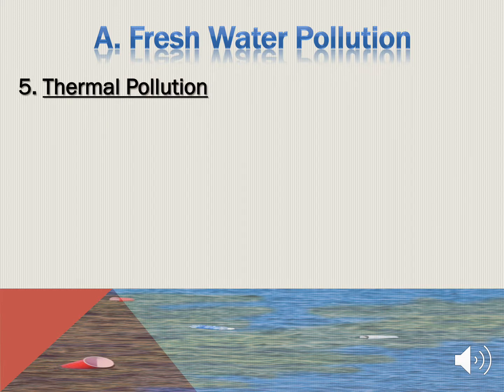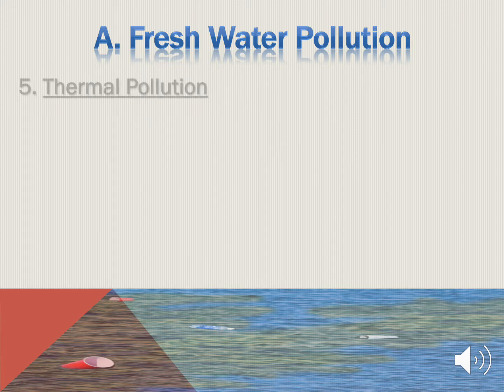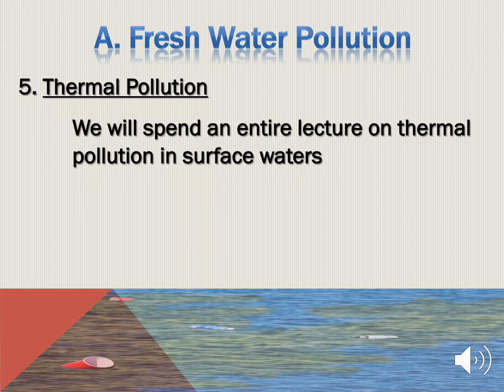Another indicator, we look at thermal pollution. Thermal pollution affects fish, and it also affects oxygen levels in water. A lot of people don't think of temperature as a pollutant in water, but it definitely is when we're talking about aquatic life. We will spend an entire lecture on thermal pollution in surface waters in this course. So there's another important indicator. Sorry, it's not a biologic indicator.